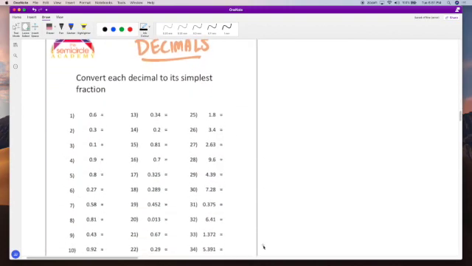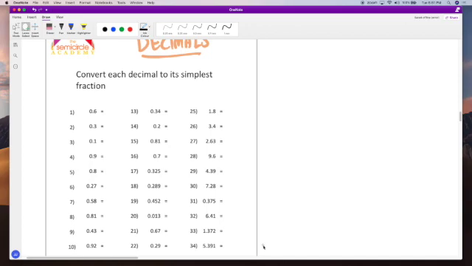All right. So now we're talking about going the other way, right? Converting each decimal to its simplest fraction. How do we convert a decimal to a fraction? It's actually very easy. Let's take number 1. So this is a new topic, from decimals to fractions.